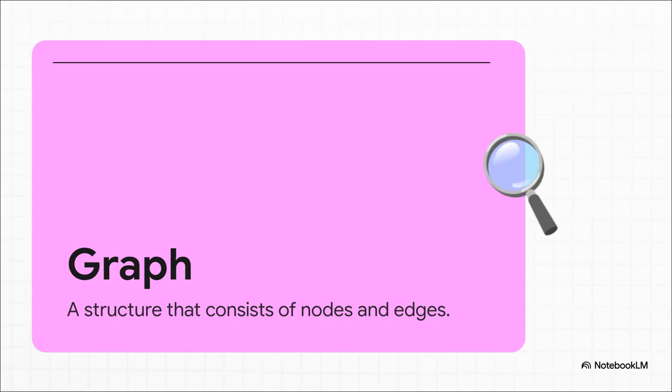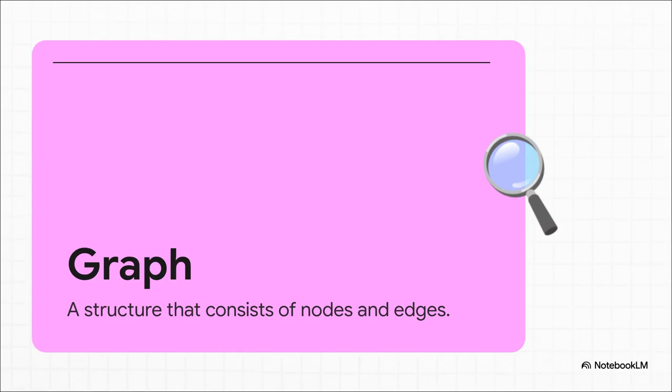Okay, so at its very core, a graph is super simple. It's just made up of two things: nodes, which you can think of as objects or points, and edges, which are just the lines that connect them. The easiest analogy? Think of a map. The cities are your nodes, and the roads connecting them are the edges.